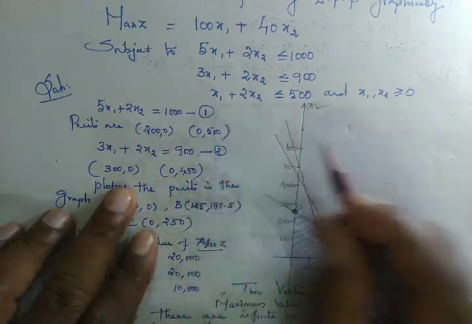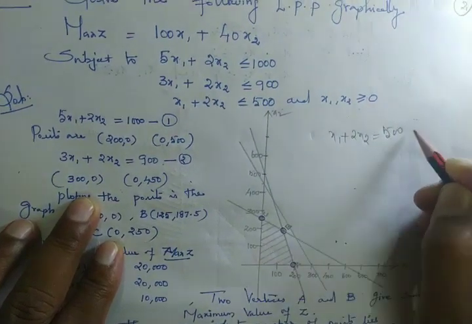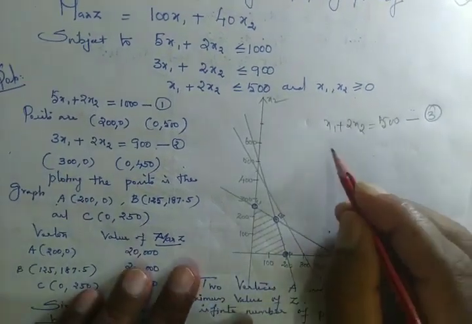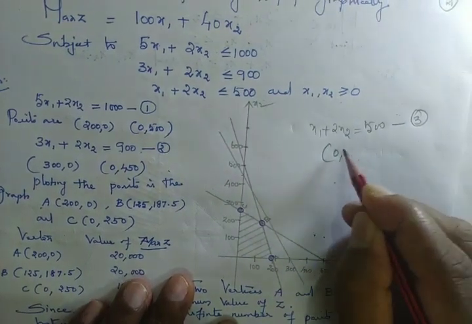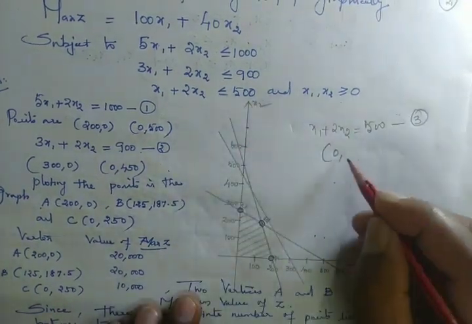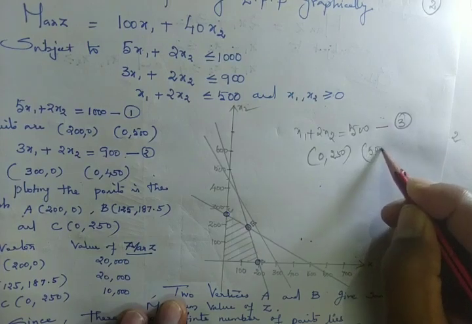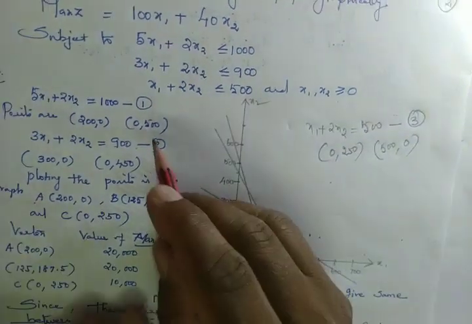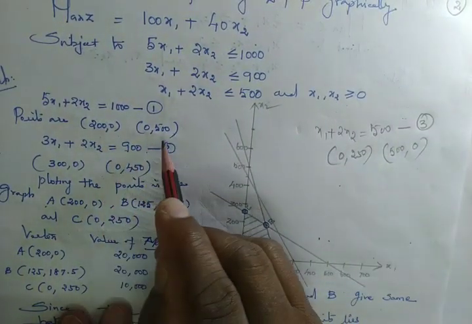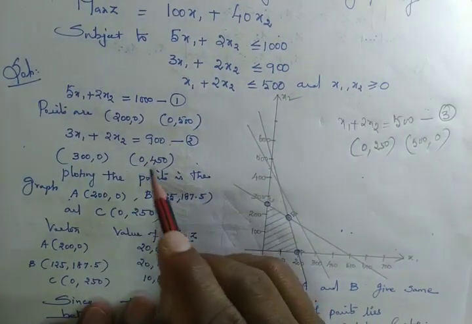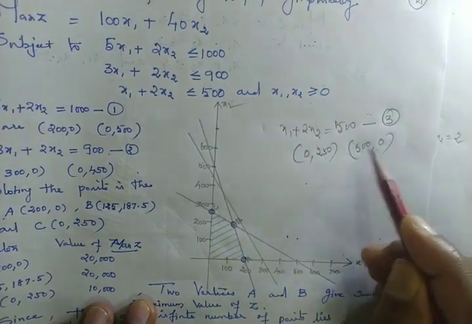The third one is x1 plus 2x2 equal to 500, and we give the constraint name 3. Solving this equation, if x1 equals 0, dividing by 2 we get the point 0 comma 250, and if x2 equals 0, then 500 comma 0. So after solving these three constraints, you get the points 200 comma 0 and 0 comma 500 for the first constraint, 300 comma 0 and 0 comma 450 for the second constraint, and 0 comma 250 and 500 comma 0 for the third constraint.